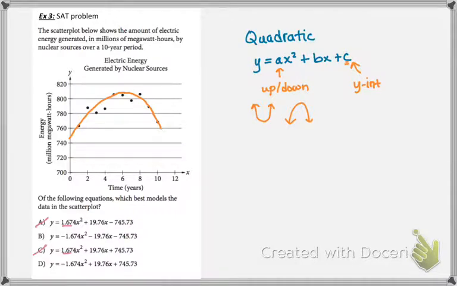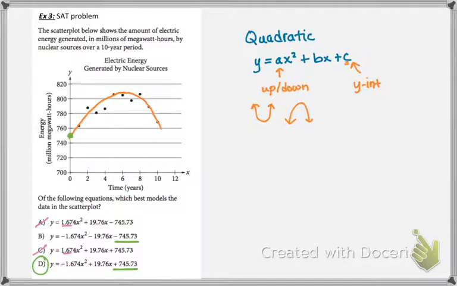And then I want to look at the y-intercept. That's the slight difference as well. In option B, my y-intercept is at negative 745.73. And then in option D, my y-intercept is at positive 745.73. So if I draw this parabola of best fit, this quadratic regression, it looks like I would intersect the y-axis right here, which 745 seems pretty accurate, but it is positive. So my answer would be D.